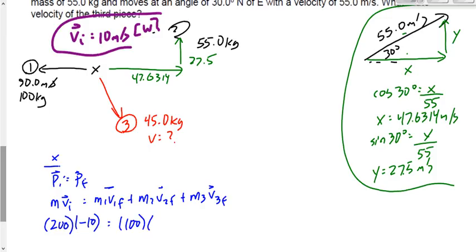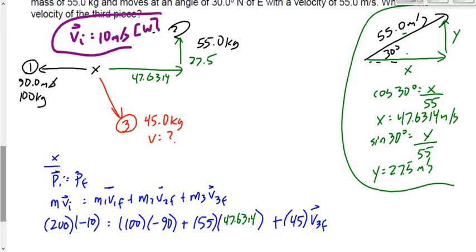M1 is 100 times negative 90 because it's to the west. M2 was 55 kilograms times positive 47.6314, because remember, I'm not using that 55 meters per second. It's gone to us. It's dead to us. We're just using the X component of that 55. Plus M3, which is 45 kilograms, times V3F. Does that make sense to us?